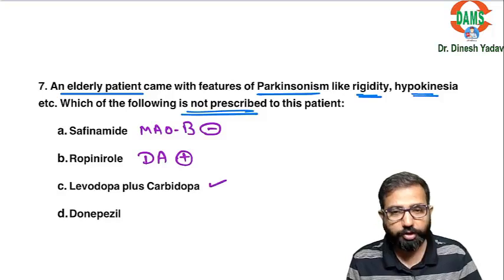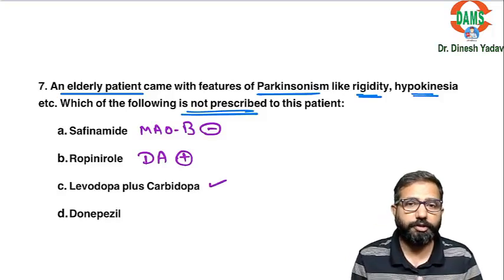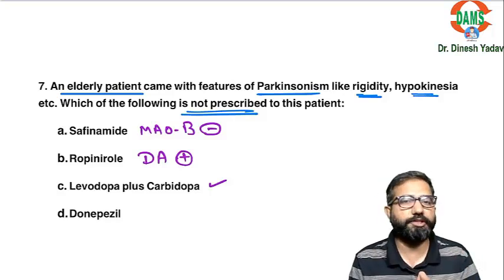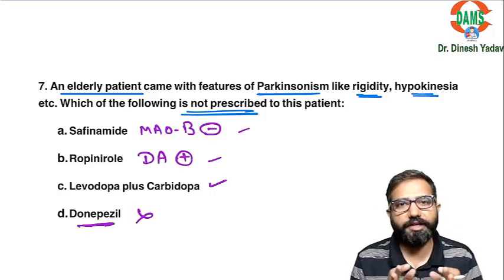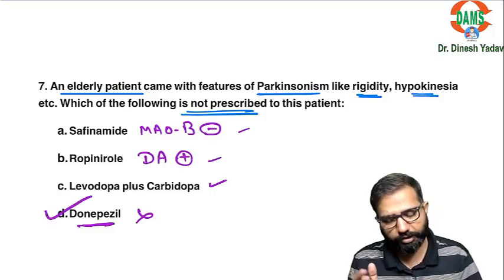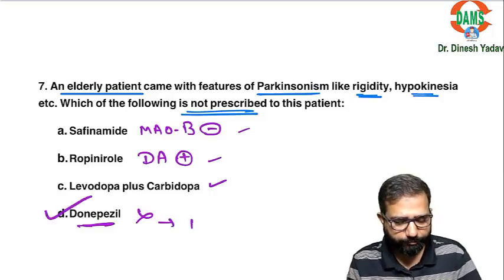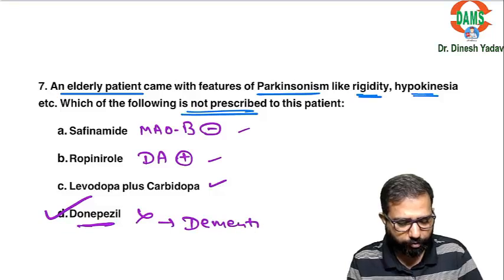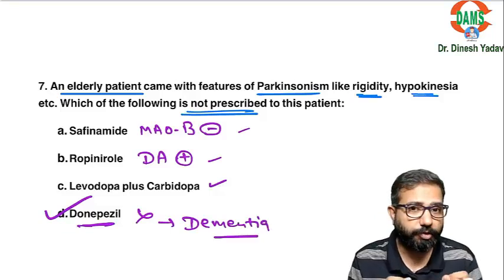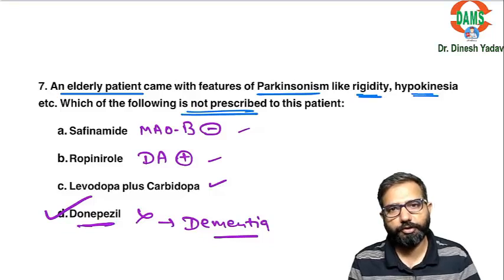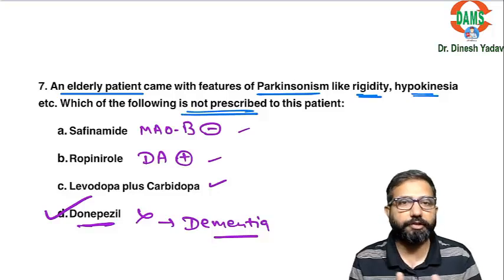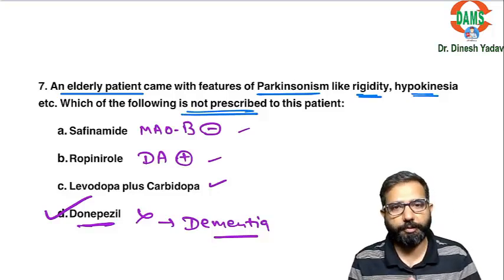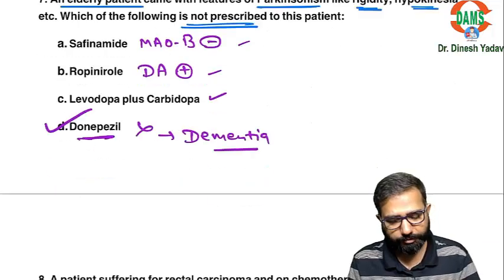Levodopa plus carbidopa, dopaminergic drugs. Levodopa plus carbidopa is the most commonly prescribed drug. Donepezil is a central cholinergic drug. It is for dementia, not for Parkinsonism. So important drug: for dementia, we use donepezil and rivastigmine. Rivastigmine is the drug which is available in the patch. Donepezil is tablet. Rivastigmine is a good drug for this.